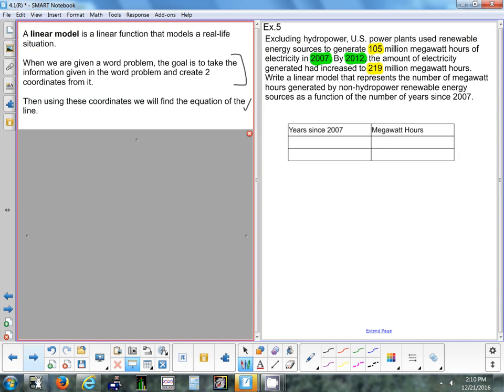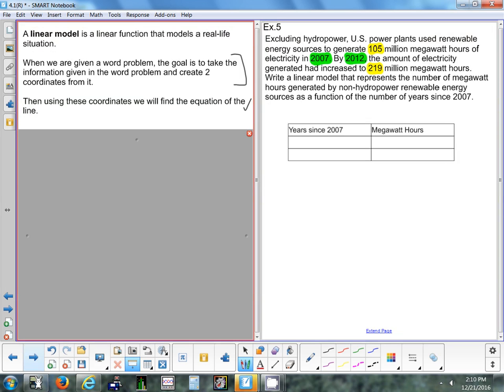All right. You guys already have the word problem printed on your paper? All right. So let's just read through it and see if we can figure out what our coordinates are going to come from. It says U.S. power plants used renewable energy to create 105 million megawatt hours of electricity, okay, in 2007. By 2012, they produced 219 million megawatt hours. We want to write a linear model that represents that situation. Okay? That's what they're asking us to do.